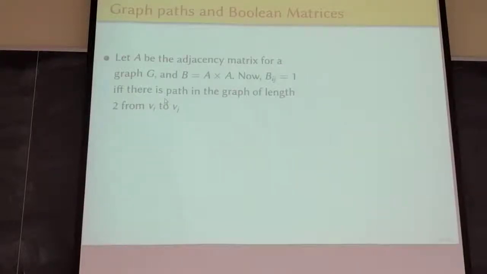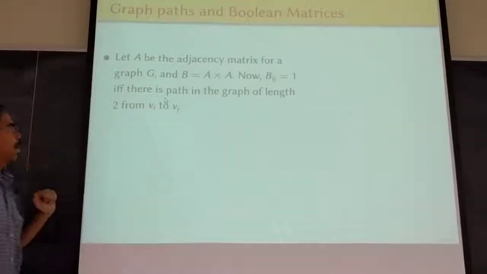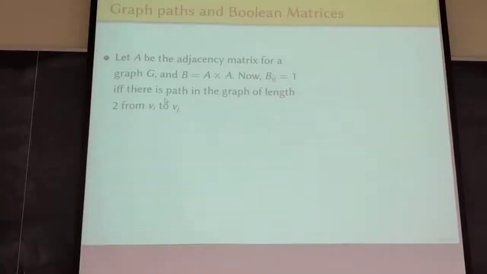Now what happens when you take the product, right? So what's going to happen is that if you define B as the product of the two matrices, then we said B_ij will be equal to 1 if there is a path in the graph of length 2. So B_ij will be 1 if there is a k such that a_ik equals 1 and a_kj equals 1. If that is the case, then the product of these two Boolean matrices will have B_ij equal to 1, right?